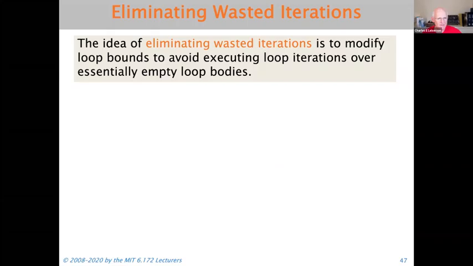The next loop optimization is called eliminating wasted iterations. The idea is to modify loop bounds to avoid executing loop iterations over essentially empty loop bodies. And I can't believe how often I see people writing loops, sometimes ones the compiler can't figure out.